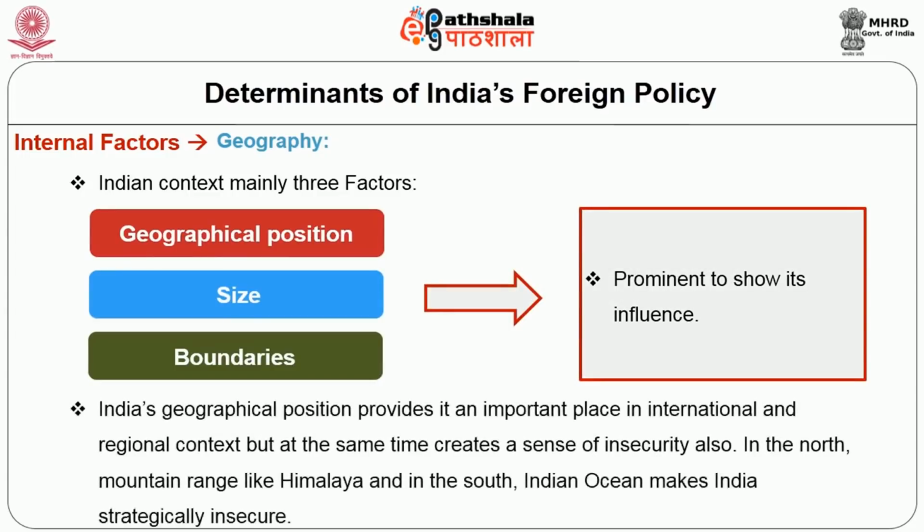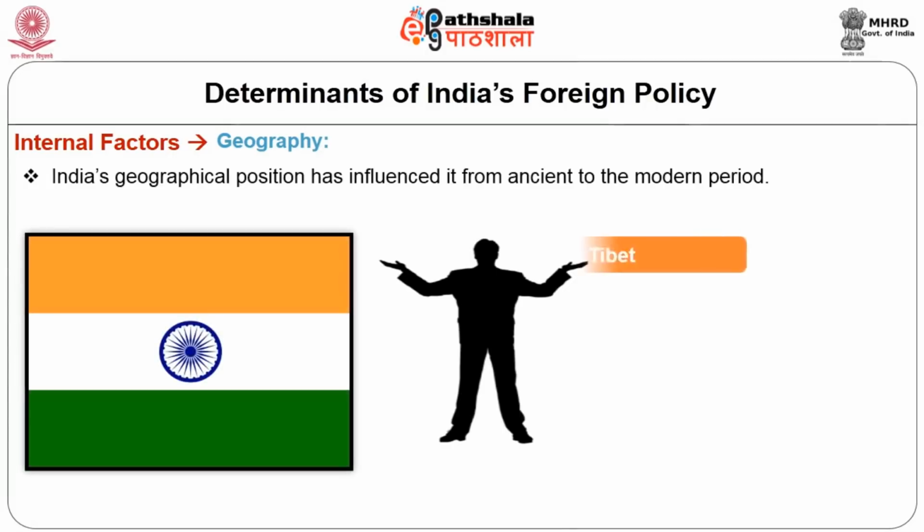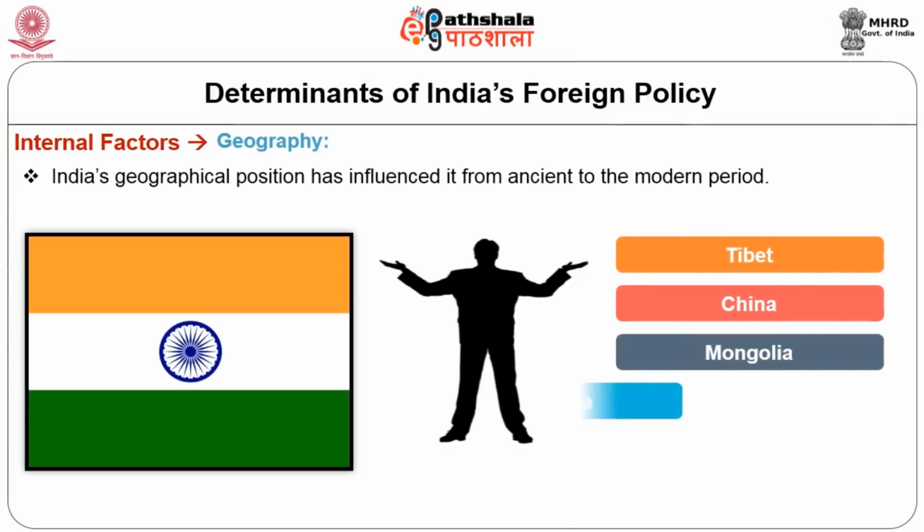India's geographical position provides it an important place in international and regional context, but at the same time creates a sense of insecurity also. In the north, the mountain range like the Himalaya, and in the south, the Indian Ocean make India strategically insecure. India's geographical position has influenced it from the ancient to the modern period.